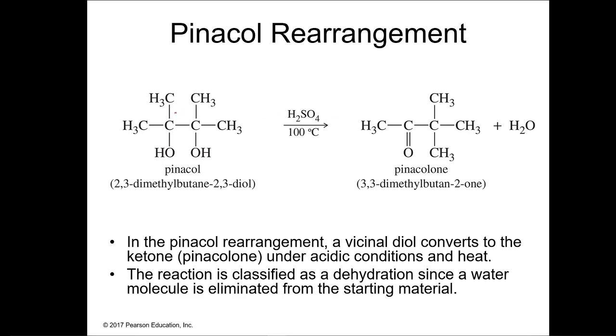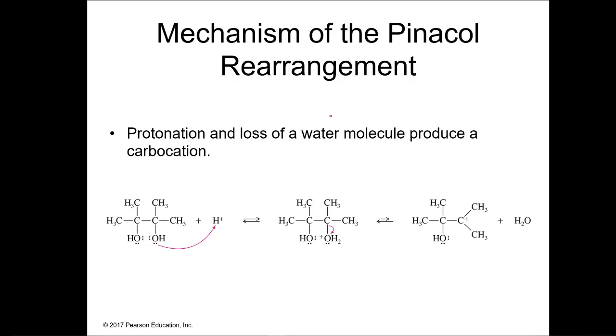Basically what happens is you take pinacol and you'll notice this methyl group goes away and you get a ketone here. So it's a dehydration, because you get water as a product. So the mechanism is, first step, one of the alcohols gets protonated and then leaves.